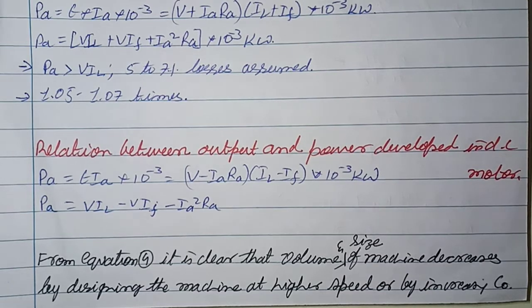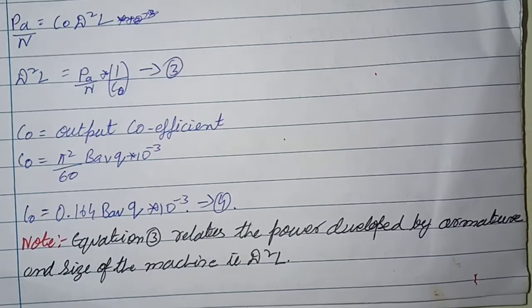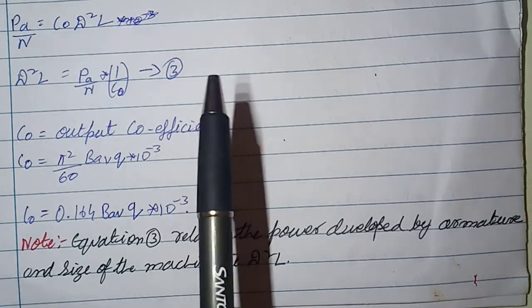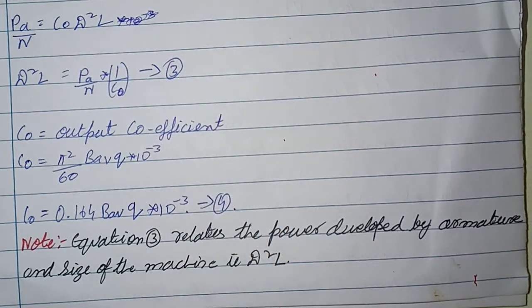So the equation 3 that we have, okay, it is related to the C0, that is the output coefficient. It is clear that the volume and size of the machine decreases by designing the machine at higher speed, or by increasing the output coefficient.